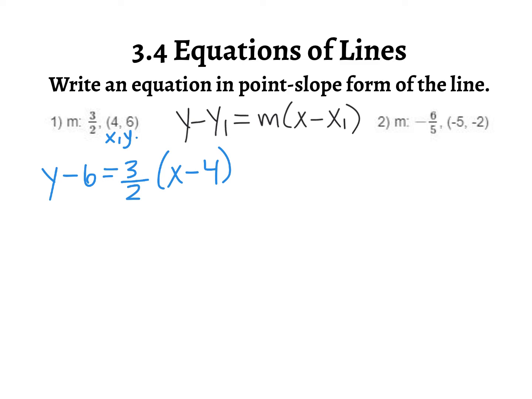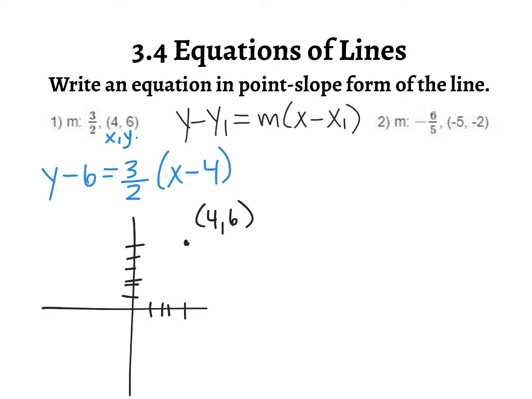How do we graph this? Well, you would go to the graph and you would find the point 4, 6. Right? You would find the point 4, 6. And then from there, I would find this slope, up 3 over 2. So you would go up 3 over 2, or down 3 over 2. And you have yourself that line. Right? Use the slope, use that point, and you got yourself your picture.